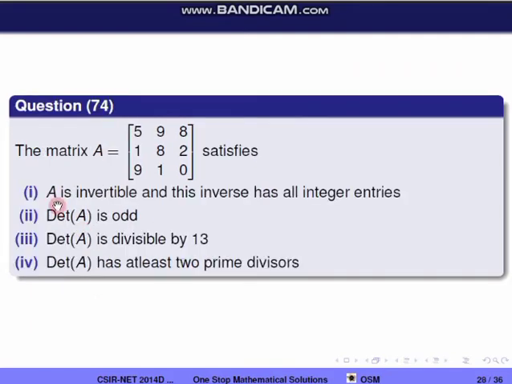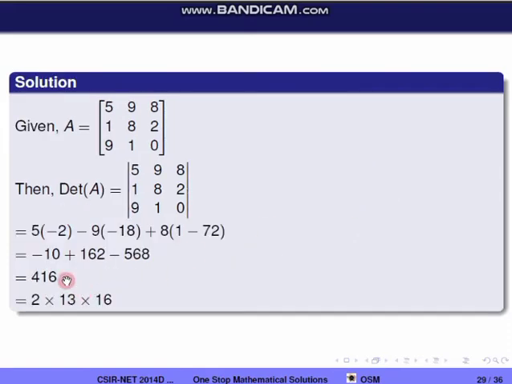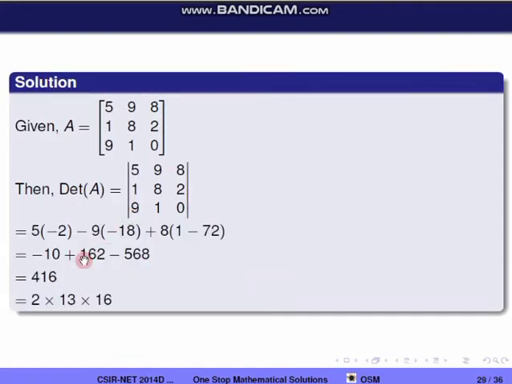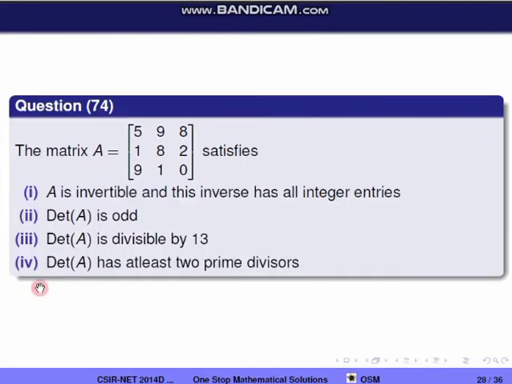A is invertible and this inverse has all integer entries. Yes, determinant is non-zero, therefore A is invertible. But A inverse doesn't have integer entries. It has rational entries here because A inverse is equal to adjoint A transpose by determinant A. Determinant A is odd. But here we are getting it as an even number. So it is not an odd number. So option 2 is wrong.